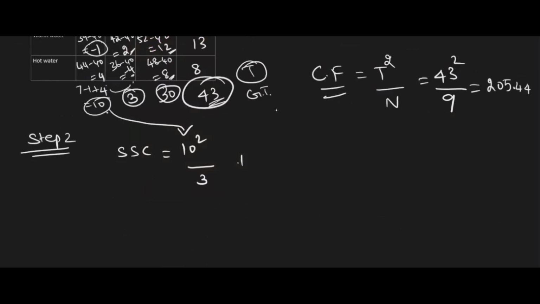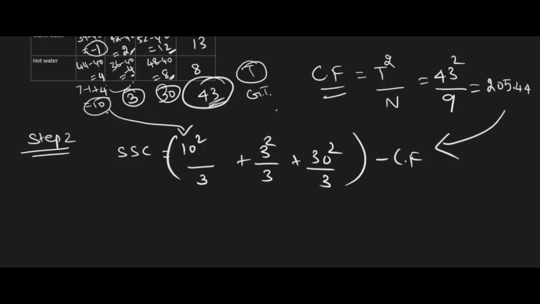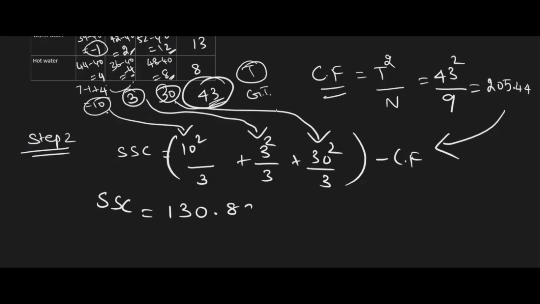Then next one is 3 square by 3 plus 30 square by 3. So these minus correction factor, which is nothing but 205.44. 3 we got it from this total. 30 we got it from this total. So your SSC happens to be 130.89.